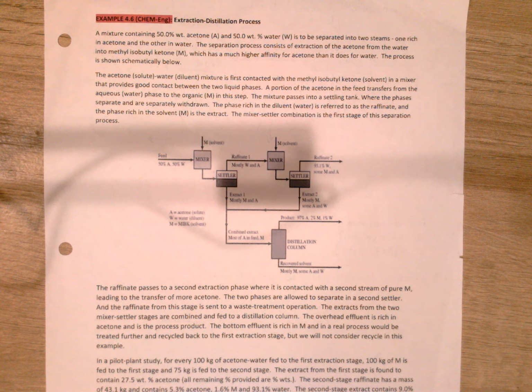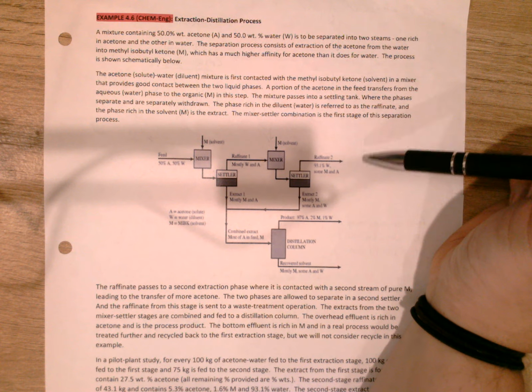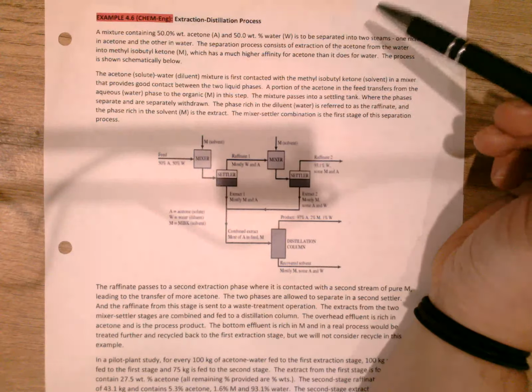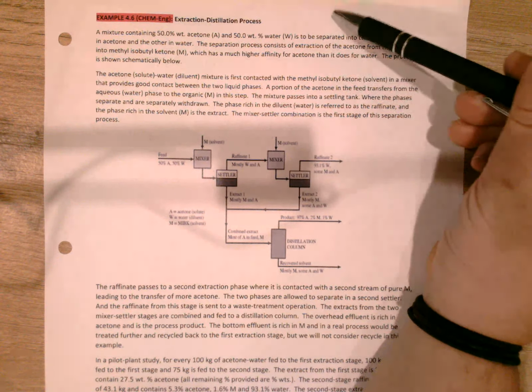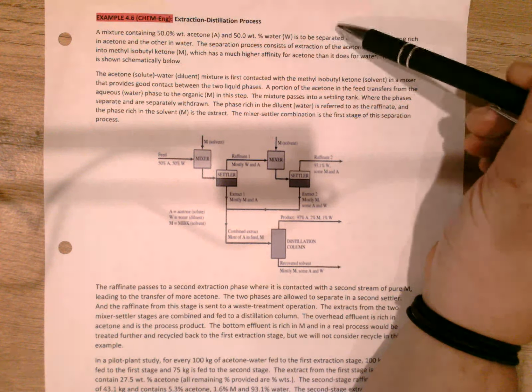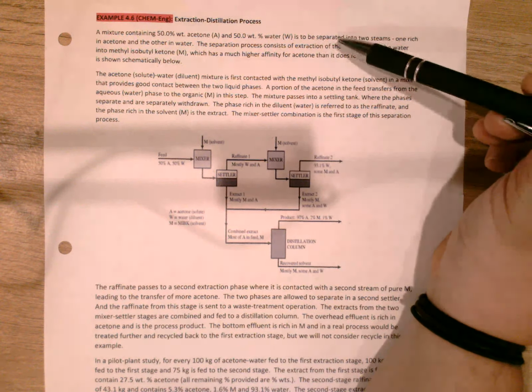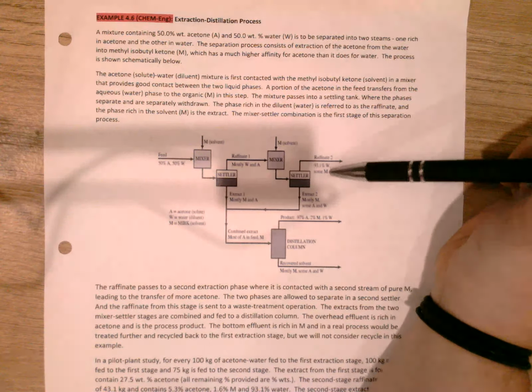All right, let's talk through one of the harder examples that we can possibly have for a multi-unit balance. So what I want you to do is make sure that you open up the student version of the notes for this extraction and distillation process. And I want you to read through this problem. Okay, there's a lot going on here in this particular problem.